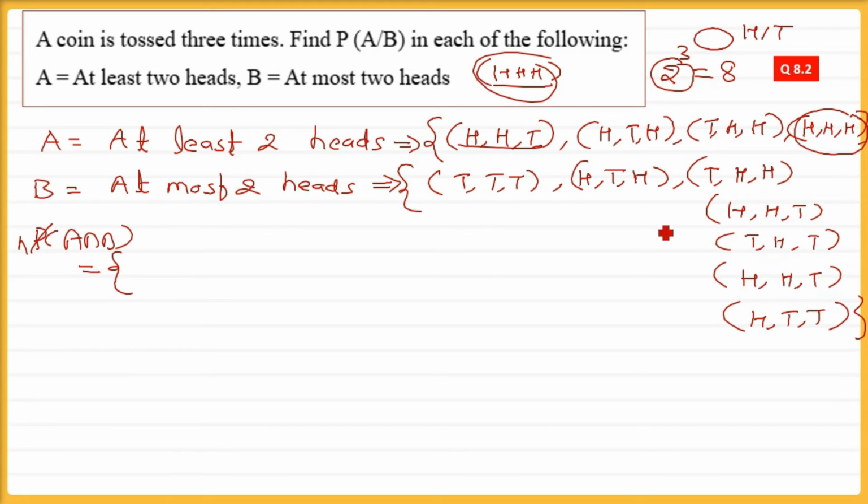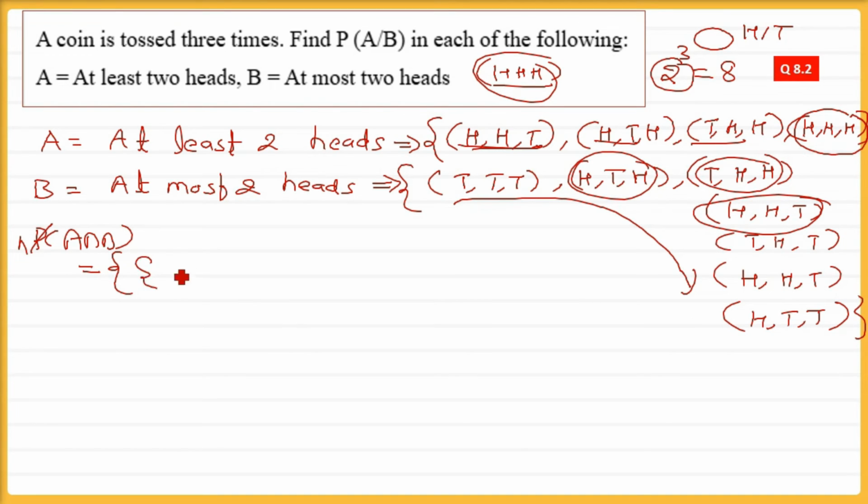So HHH will not be in B, and all of these are there. Only HHH is not there. So 1, 2, 3: HHT, HTH and THH will come. HHT I am rounding, HTH I am rounding, and THH I am rounding. So there are 3 elements which we found simultaneously occurring in both these 2 sets.